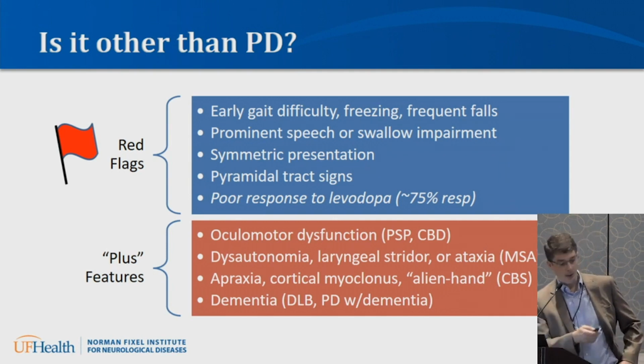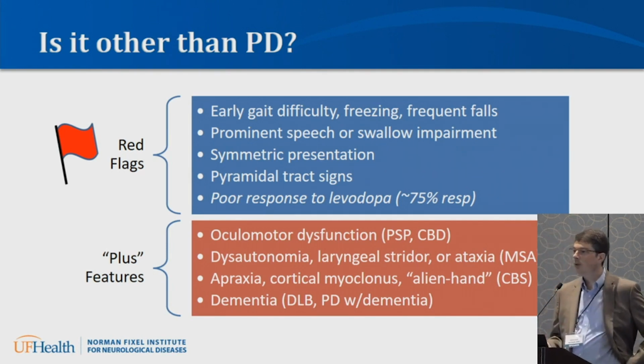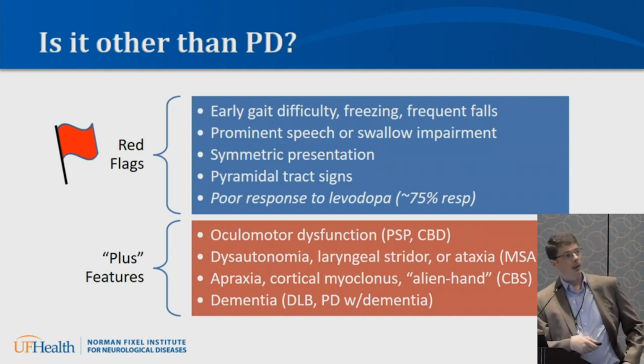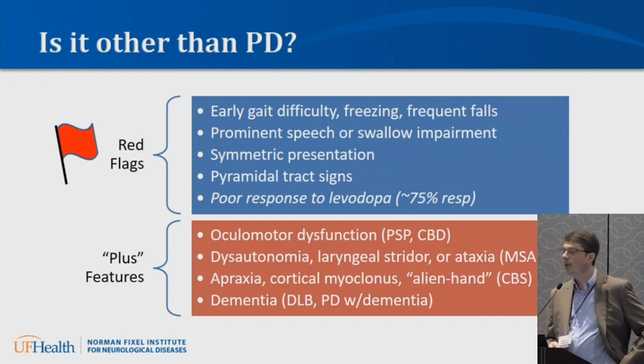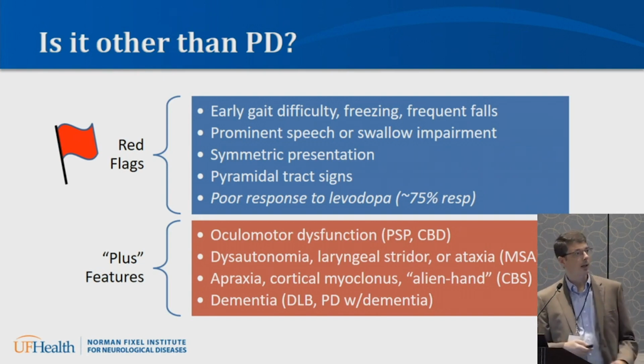Is the presentation symmetric or asymmetric? So you may have heard that most Parkinson's patients typically present with one side affected more than the other side. In atypical disorders, sometimes the presentation affects both sides, so a little bit more symmetric as well. There may be what we call spasticity or other tract signs that a neurologist may detect on you.